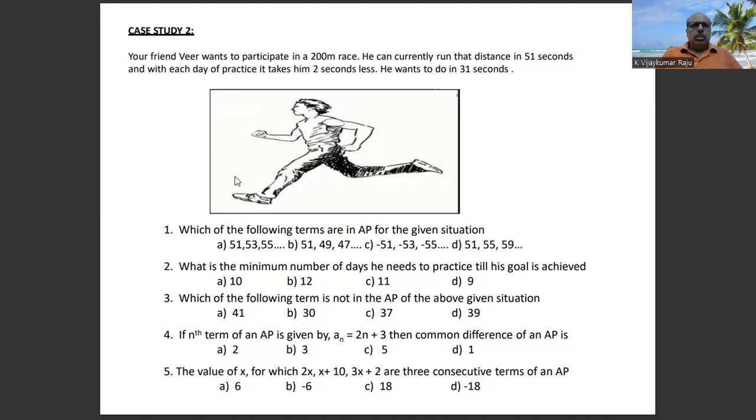Okay. The questions ask us: which of the following are terms in the arithmetic progression? What is the minimum number of days he needs to practice to achieve his goal? Which of the following terms is not in the AP? Nth term of an AP is given as this. Find the common difference. The value of x for which 2x, x plus 10 and 3x plus 2 are consecutive terms. So let's take the first question.